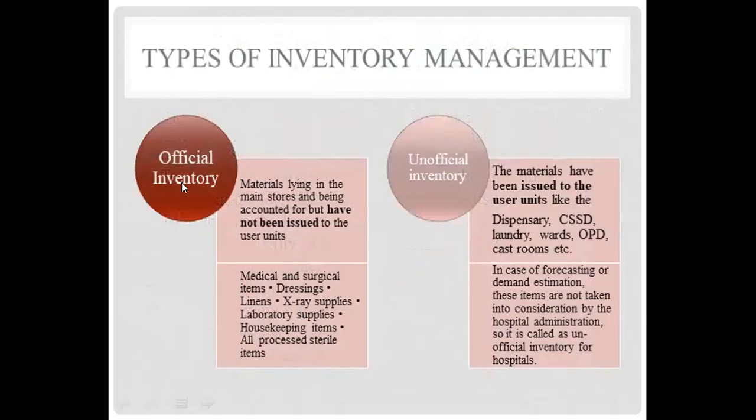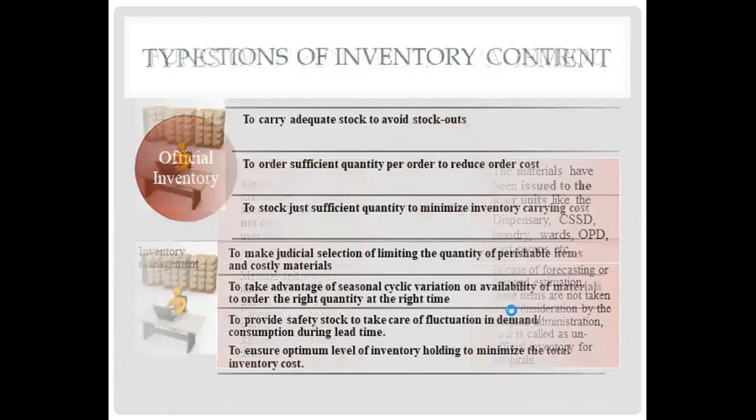Inventory may be official inventory or unofficial inventory. Official inventory includes materials lying in the main store and being accounted for but not yet issued to user units, which may be dressings, X-ray supplies, laboratory supplies, housekeeping items. Whereas unofficial inventory is material that has been issued to user units such as, for example, the dispensary, central sterilized department, OPD, laundry, or cast rooms.